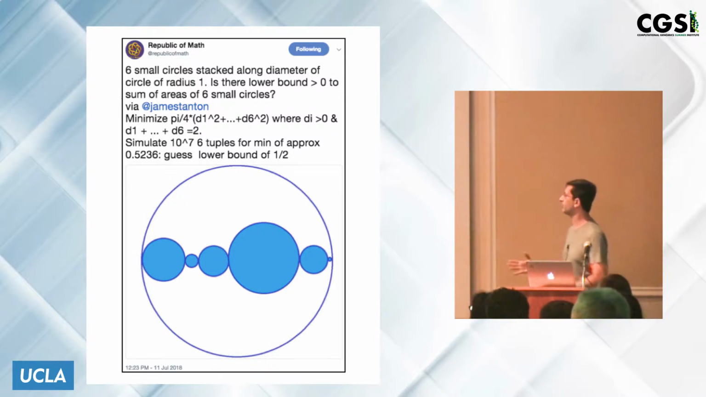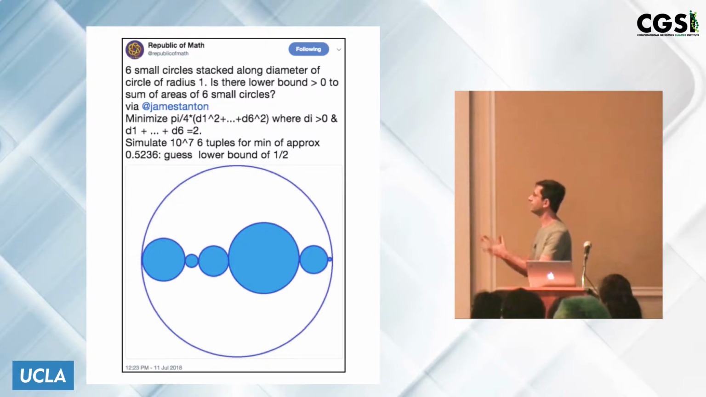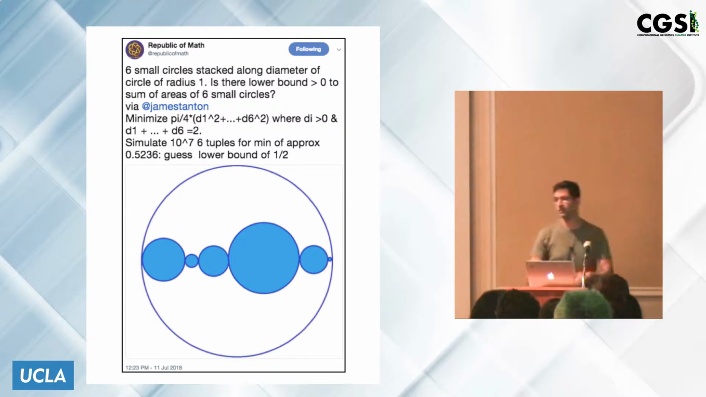I thought this tweet was interesting because it's not the 90s anymore. In data science, even the mathematicians are on board, and the first thing you do is simulate it, and you get 0.5236, so you guess something like a half. So I thought I'd start with that question. Anybody know the answer off the top of their head? Any guesses what the answer is? No guesses. It is early in the morning, but I'm very patient.